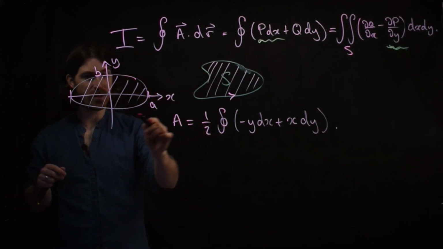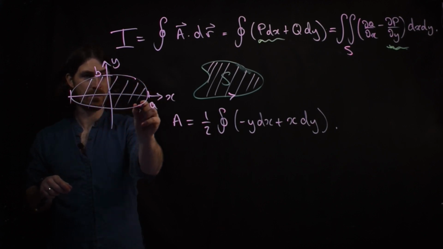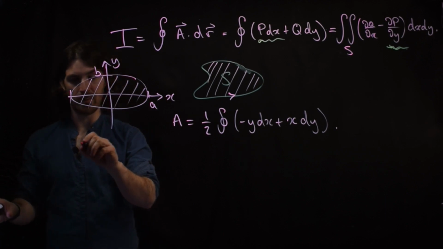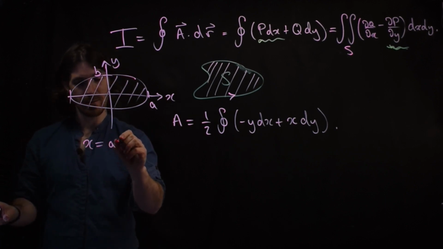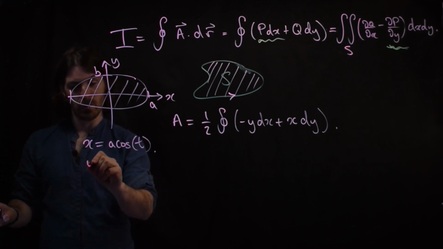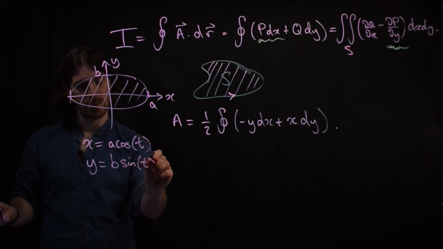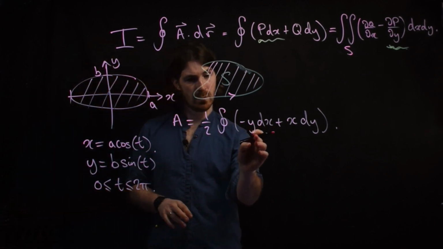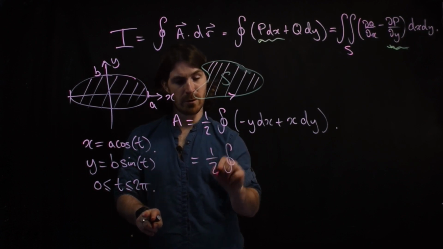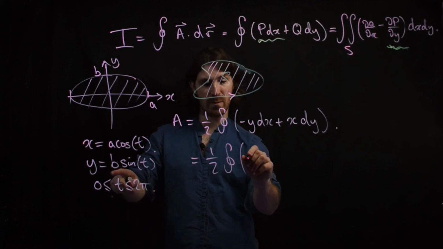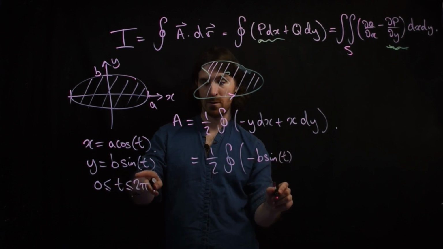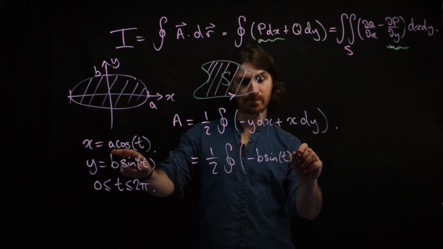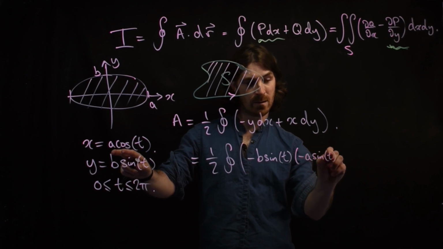And again, this integral with the little circle means it's a line integral around a closed loop taken in an anti-clockwise direction. So how do we parameterize our ellipse? We have that x equals a cosine t and that y equals b sine t, where t goes from 0 to 2 pi. So we can write this line integral, 1/2 around the closed curve, minus y, so this is minus b sine t, dx, so if x is a cosine t, then dx is minus a sine t dt.